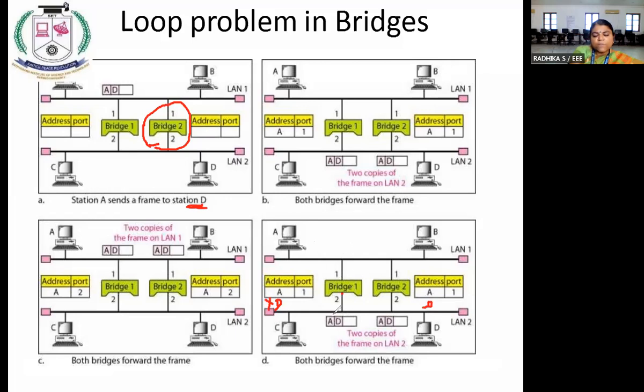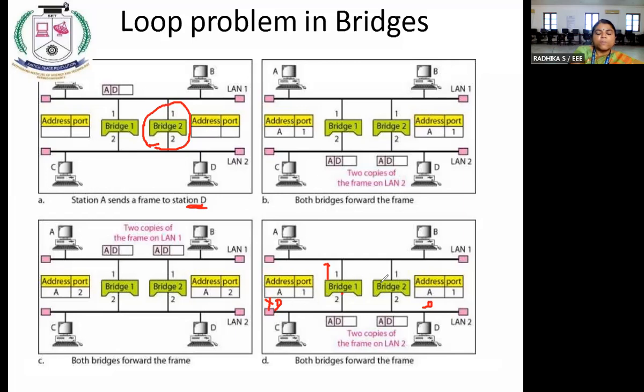So again, the frame which is available here will be sent here. Again, the same process from here. This is a repetition. Now the frame, when it is reaching LAN 1 from both the bridges, again, it will go here and look into the address. As there is no entry for D, it will again flood the network with the available frame, and the process will be repeated. So again, A will become 1 in the table.